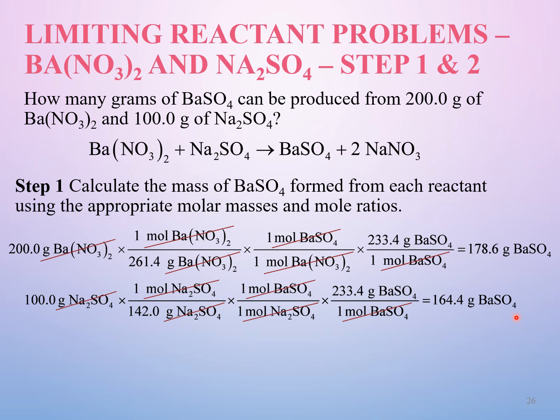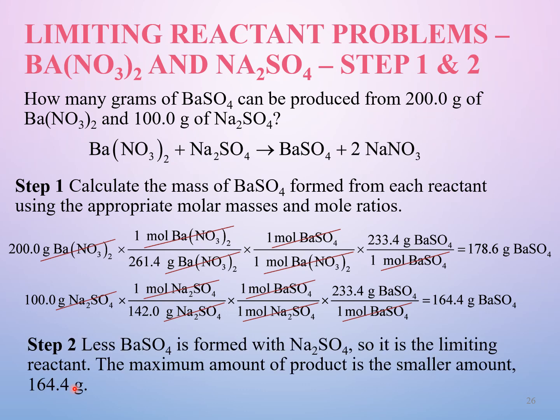If we had a different question asking how much was left over of this one, you would do the same thing we did in the previous question: find out, if I use all 100 grams of sodium sulfate, paired with barium nitrate, how much barium nitrate will be used, and then subtract what was used from the 200 grams you had initially.